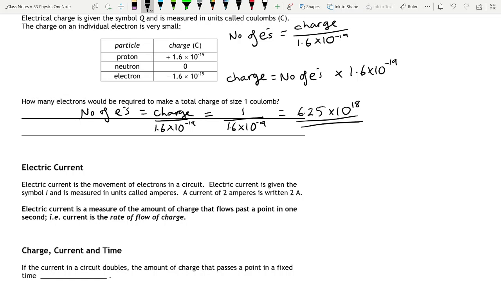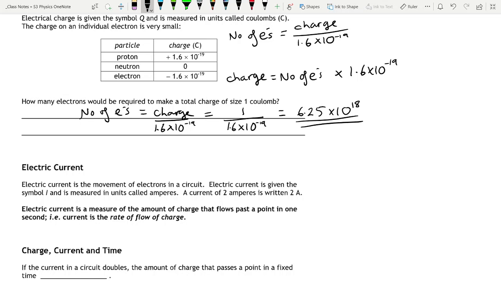Everybody got it? It's really important that you get used to putting in these standard form numbers, because you'll use them loads. And phone calculators tend not to be very good at putting in standard form numbers. Did you get it?